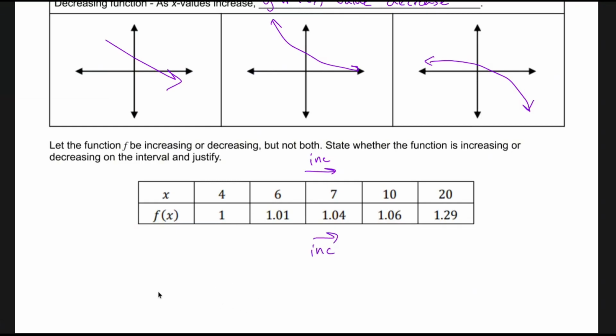So what we have here is an increasing function, and the way we would justify that is as the x values increase, the f of x values also increase. Bada bing, bada bang, bada boom.